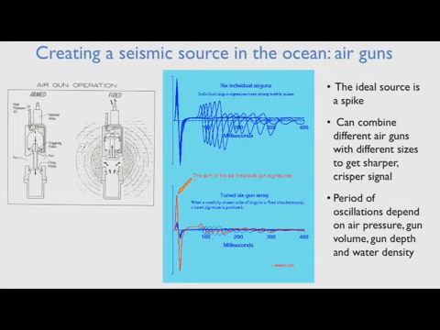And depending on how large your gun is, you get kind of different ringiness. And so by having many different guns of different sizes, you can kind of make a source that's as close to what we really want in the Earth, which is kind of a spike, and put that into the Earth. And so you can really tune these both for their frequency content, for how strong they are, and how clean they are. And there's trade-offs between a lot of those things, depending on if you want to see something shallow or something that's deep.